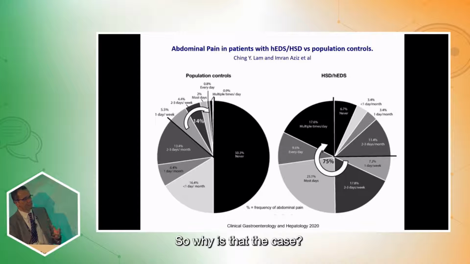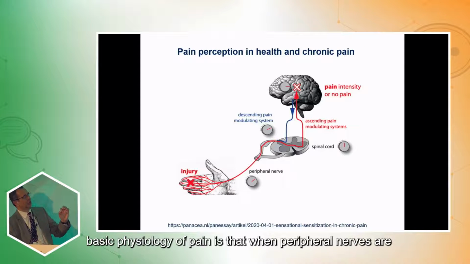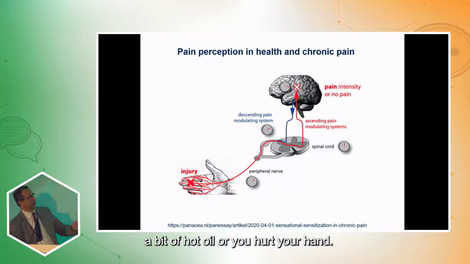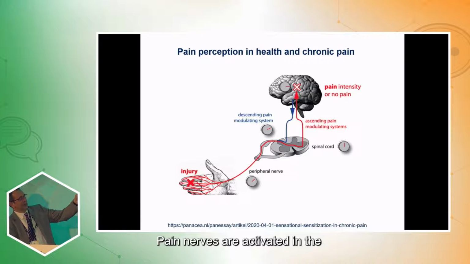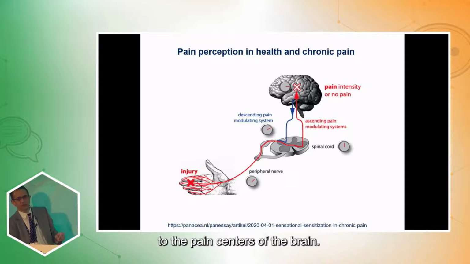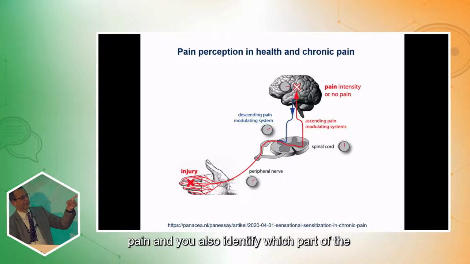So why is that the case? Pain can occur from many different reasons, but the basic physiology of pain is that when peripheral nerves are injured or inflamed, just as in the hand, you drop a bit of hot oil or you hurt your hand, pain nerves are activated in the peripheral structure like the hand, and those pain nerves carry signals up to the level of the spinal cord. And from the spinal cord, they ascend upwards to the pain centers of the brain. And when those pain centers are activated, you experience pain, and you also identify which part of the body the pain is actually coming from.